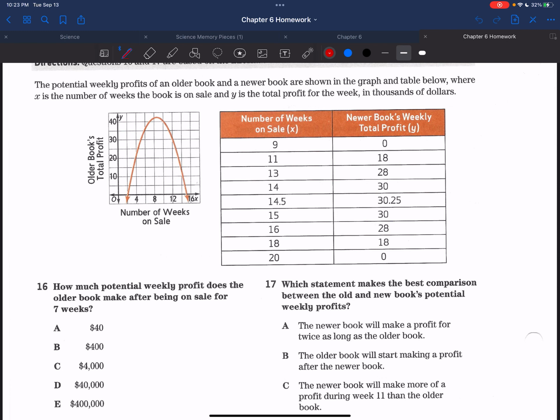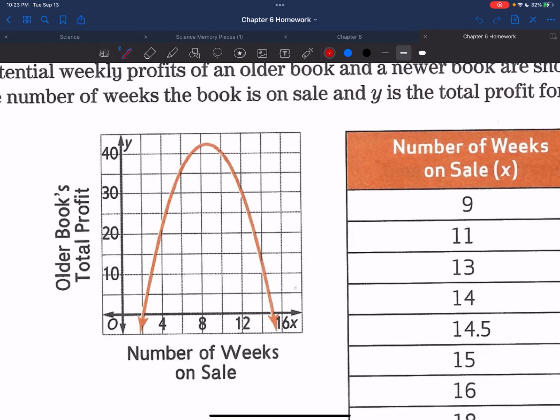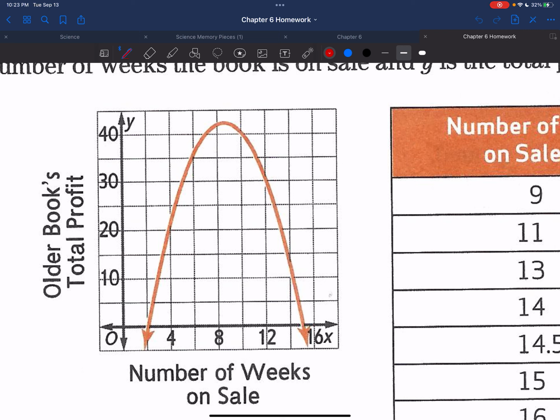Okay, so let's take a look at the questions. Number 16 says, how much potential weekly profit does the older book make after being on sale for 7 weeks? So this is the older book. We're looking at the graph for this one. And we need to look at that graph at 7 weeks. So it looks like my graph for the x-axis is scaled in 2s. 2, 4, 6, 8, 10, 12, 14, 16. And we need week 7. So week 7 is going to be somewhere right in here.